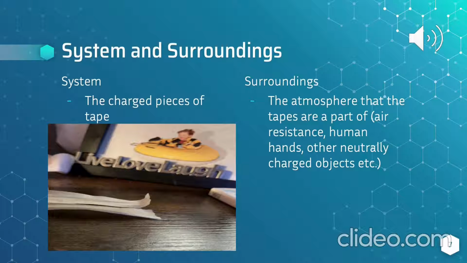For this experiment, the system is the charged pieces of tape, while the surrounding is the atmosphere that the tapes are a part of. This would allow for air resistance, human hands, or other neutrally charged objects to potentially skew this data, so it's important that we have an ideal surrounding.